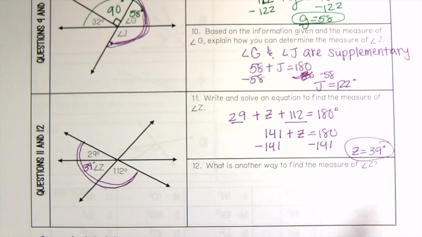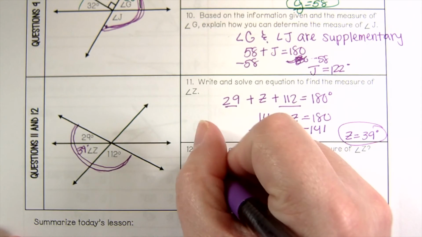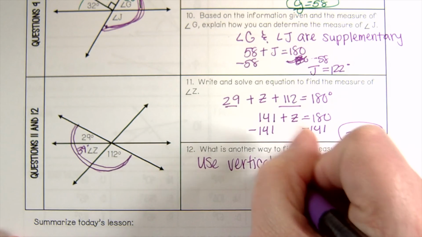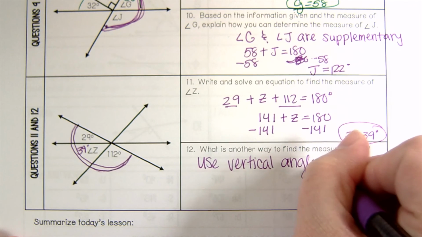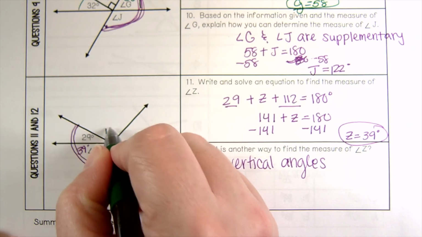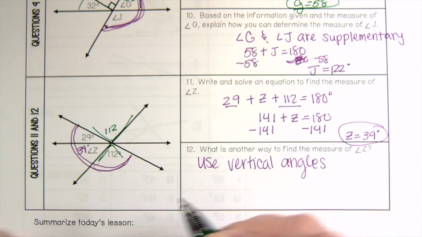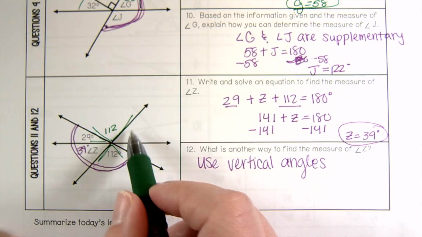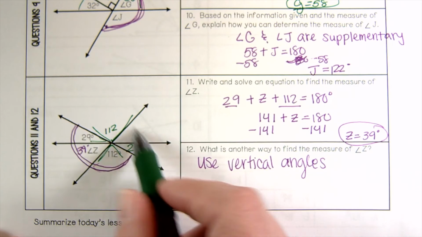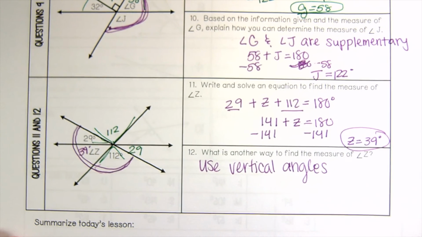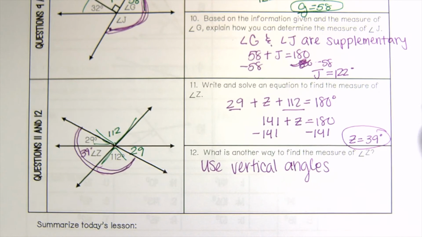And another way to find angle Z would have been to use the vertical angles. But that's kind of the longer way around. So 112 would have gone across here. That's vertical. Your other vertical angle would be 29 goes here. And so then 360 minus those numbers and divide them by 2. I just see a way to figure out the whole work.